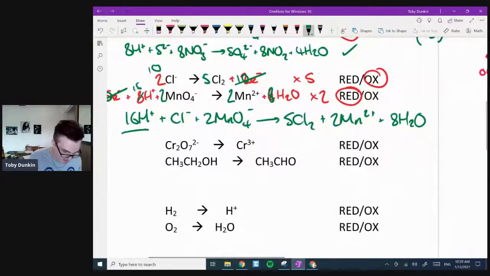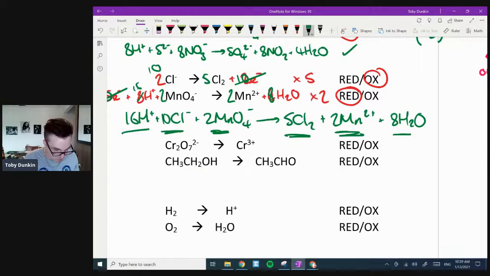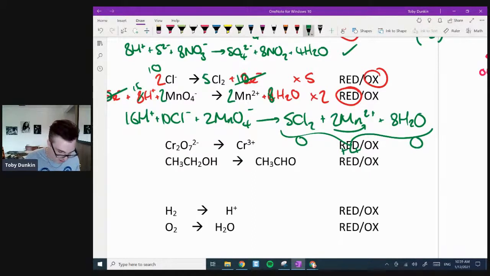Let's check it. 16 H's, 16 H's. Oh, 10 chlorines. Really easy to miss. That's why you always check. 10 chlorines, 10 chlorines. 2 manganese, 2 manganese. Oxygen, 8. Oxygens, 8. Charge. It's nice to balance for charge as well. On this side, 0, plus 4, 0. Total charge on that side is 4.